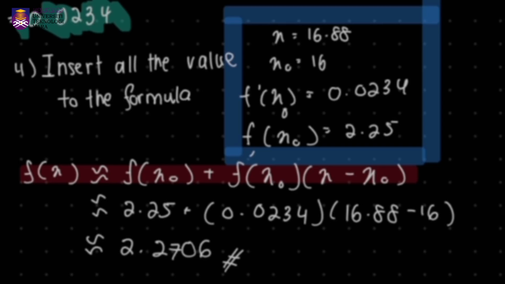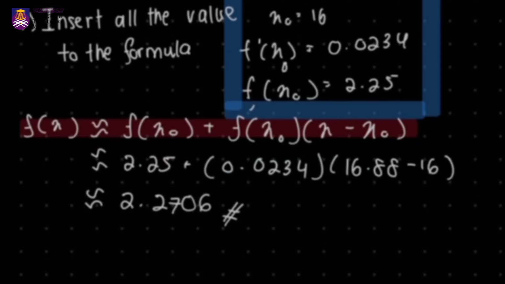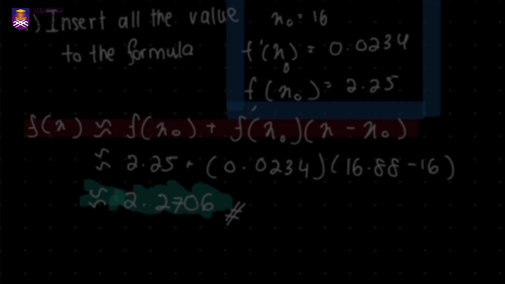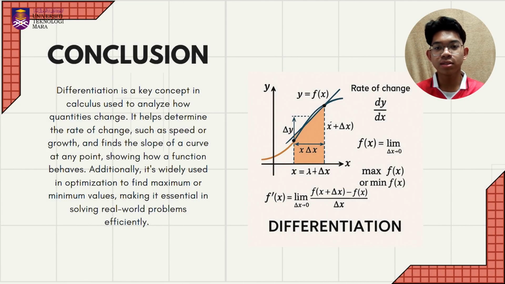Lastly, from the values that we found, we can put all the values into the formula. The formula is f(x) approximately equals f(x naught) plus f prime(x naught) multiplied by x minus x naught, and then we insert all the values into the formula and get the approximate answer in 4 decimal places. Just in 4 decimal places, and the final answer is 2.2706.